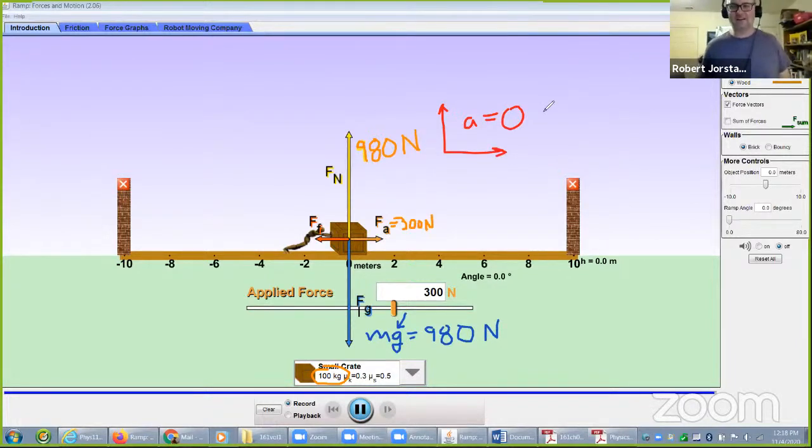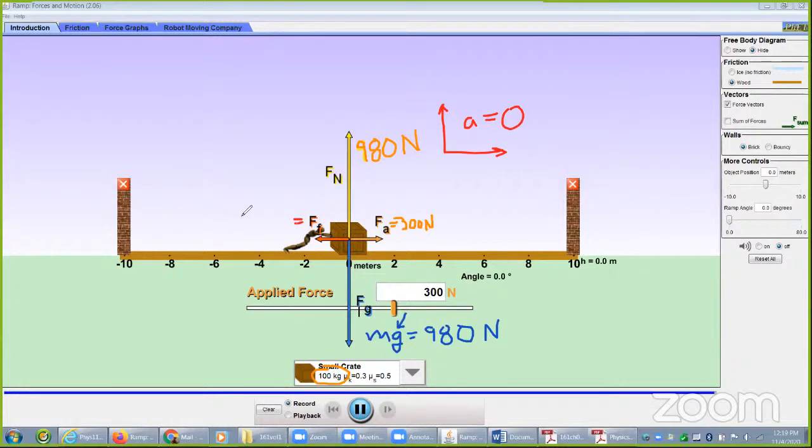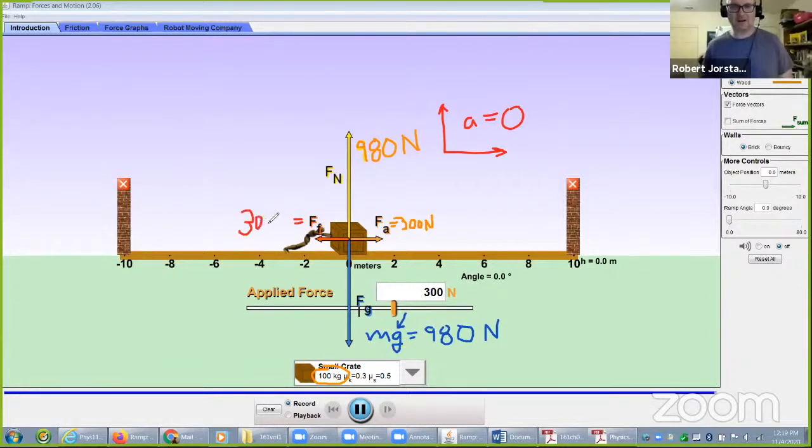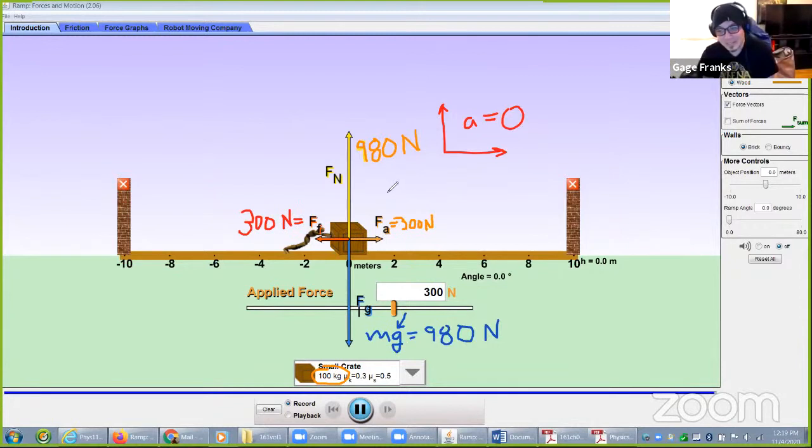So at this point, what is the frictional force in newtons? Is it 300? Yeah, 300. All right. Let's try and get through this. Sorry if maybe I'm going too slow here, but I don't want to screw you guys up.